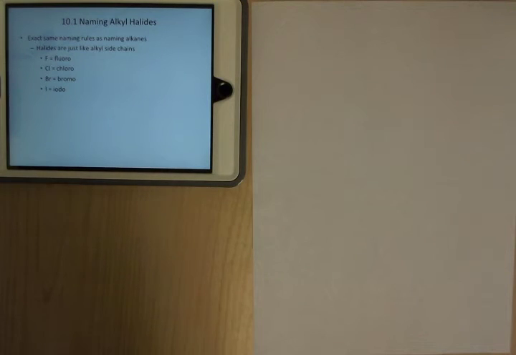Okay, on to chapter 10. So we're going to be talking about alkyl halides, right? I think this is one of those where we've been talking a little bit about halides before, but they wanted to summarize a lot of the different things in this chapter.